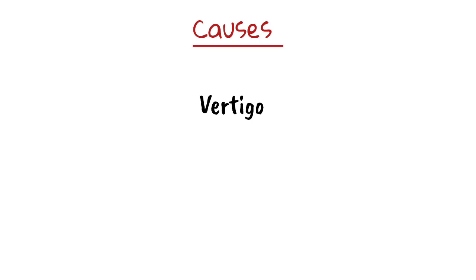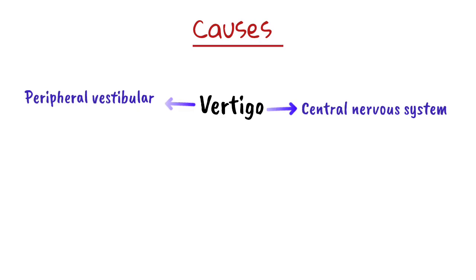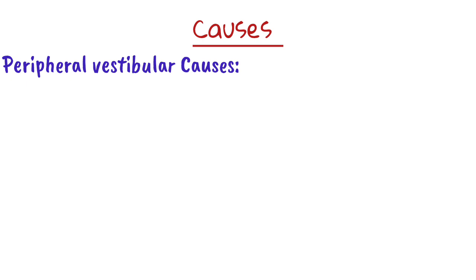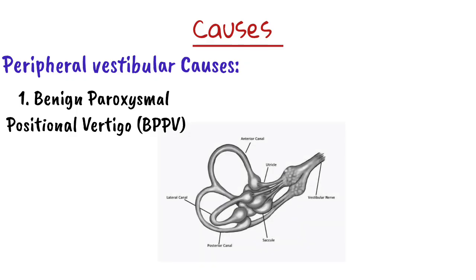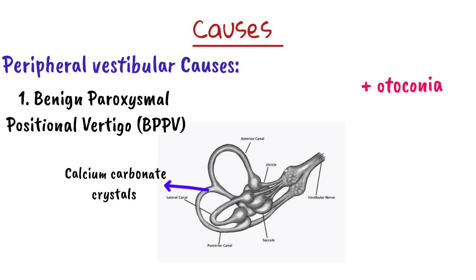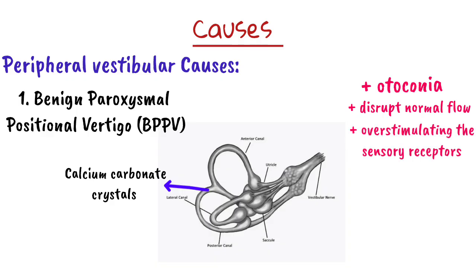Vertigo can be characterized based on whether the problem originates from the peripheral vestibular system or the central nervous system. For the peripheral causes of vertigo, we have number one, benign paroxysmal positional vertigo, which is BPPV. Benign paroxysmal positional vertigo is caused by dislodged calcium carbonate crystals known as otoconia that migrate into the semicircular canals. This movement disrupts the normal flow of endolymph and overstimulates the sensory receptors.